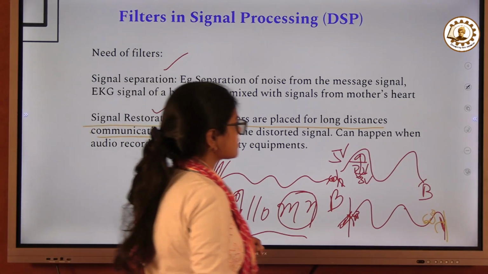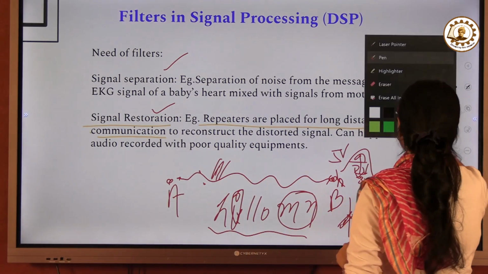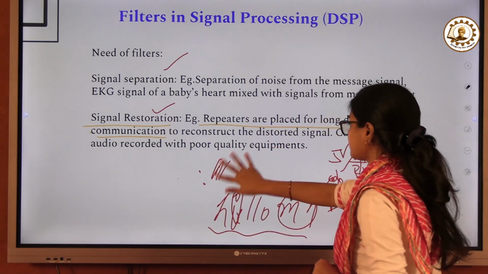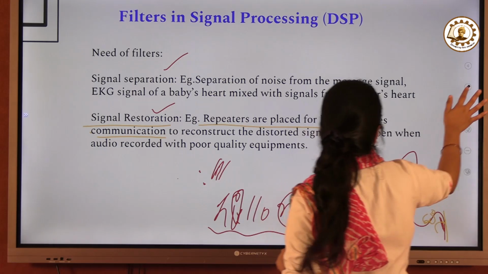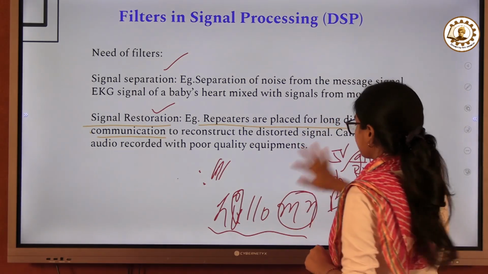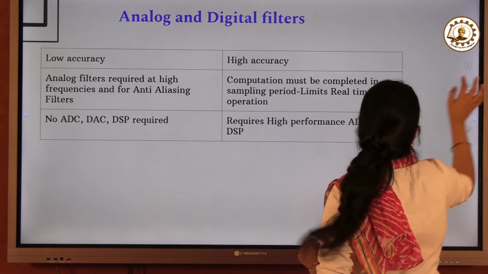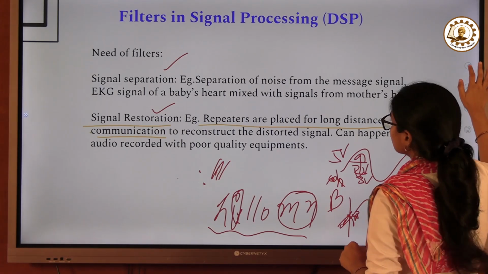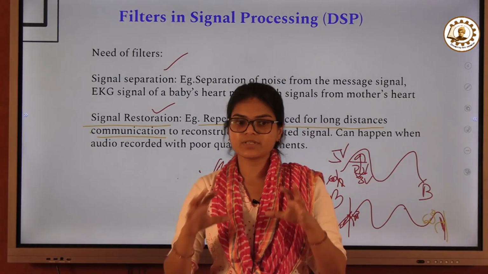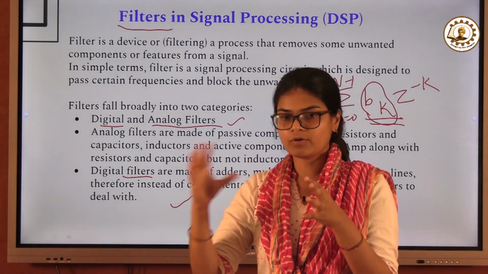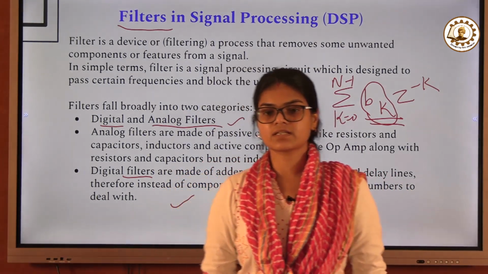The second part is signal separation. What is signal separation? Signal separation means separating the actual message from the noise. That is the meaning of signal separation.